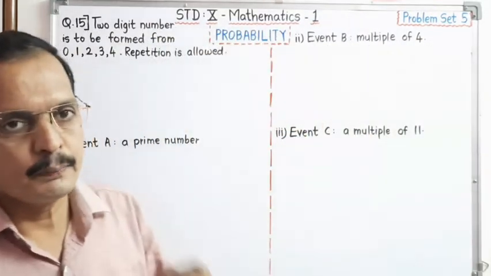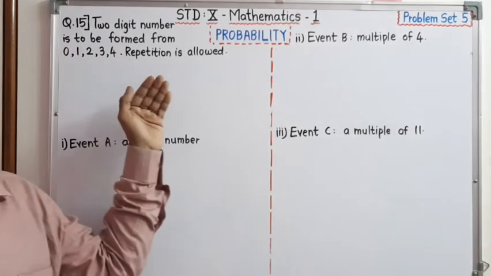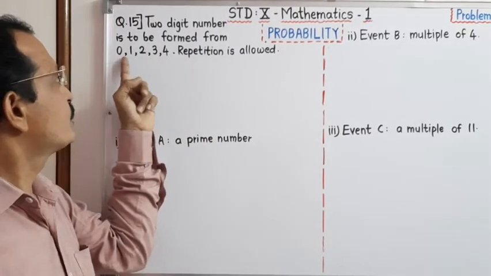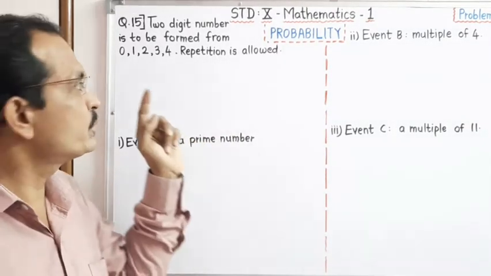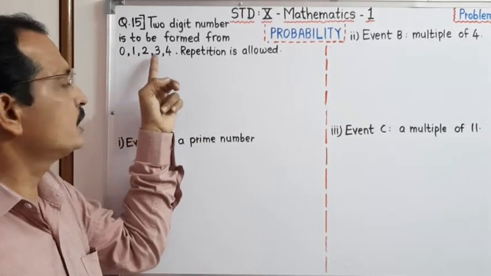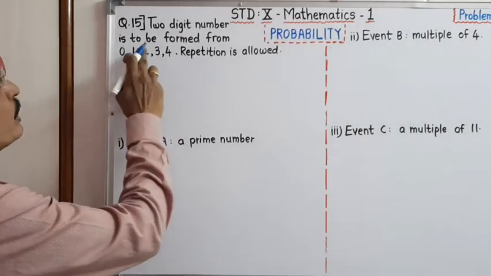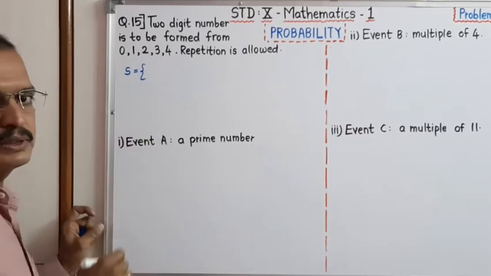Dear student, before this we have already solved such type of questions, but the difference is that the numbers 0 to 4 are given and repetition is allowed. That means we can write 11, 22, 33 and 44. From this, dear student, a 2-digit number is to be formed and we have to write the sample space.